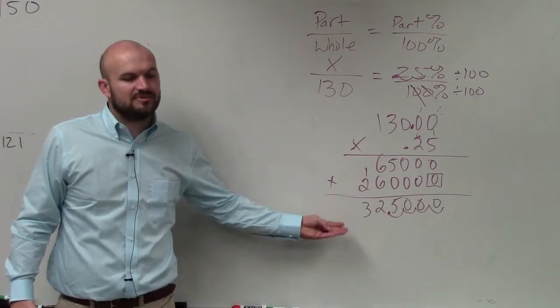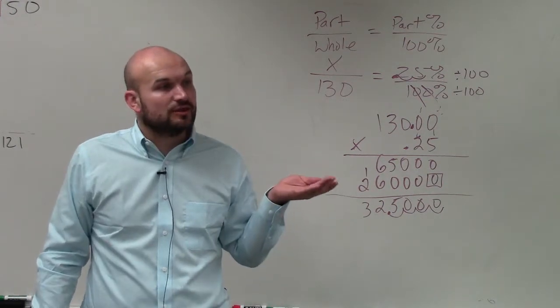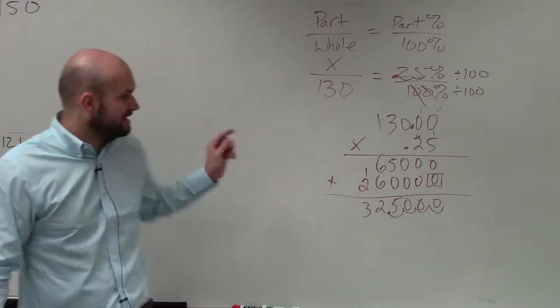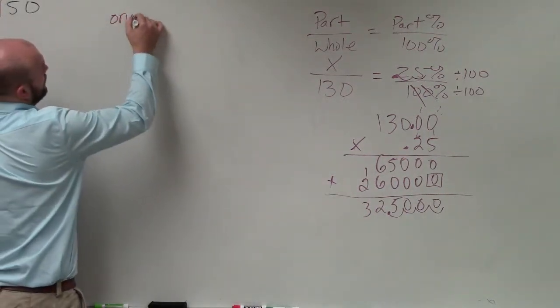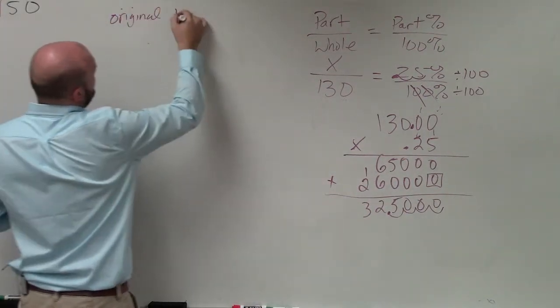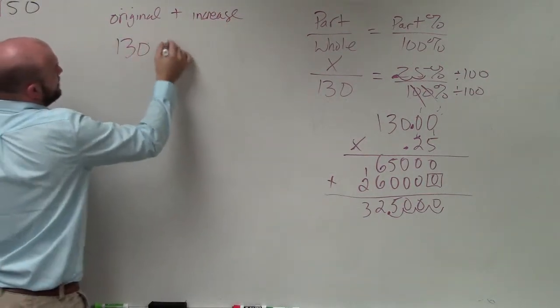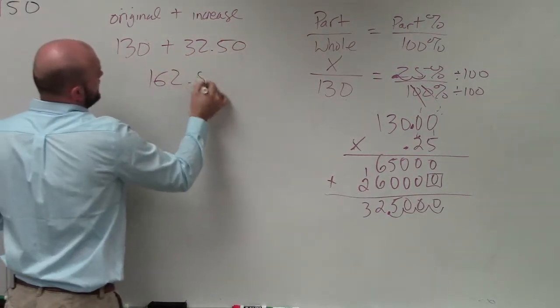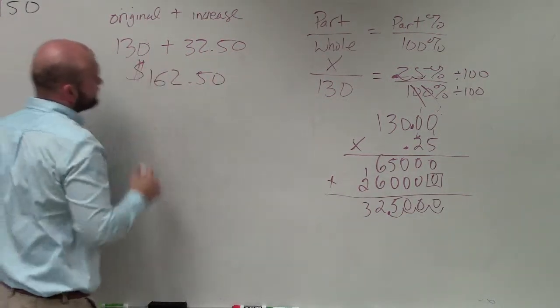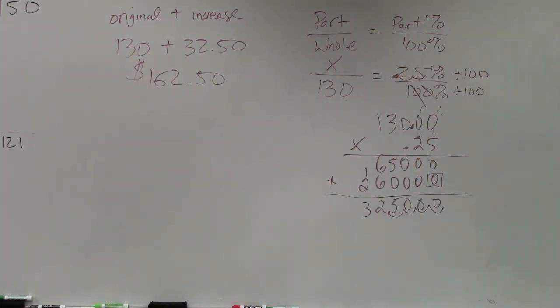They're not asking what is the percentage. They're asking what will be the new monthly parking rate when the original is increased. So that means I need to add this to my original. So I have original plus the increase. So I have $130 plus $32.50. That gives me $162.50, which is your answer, which I would hope and assume that we would all have in this class.